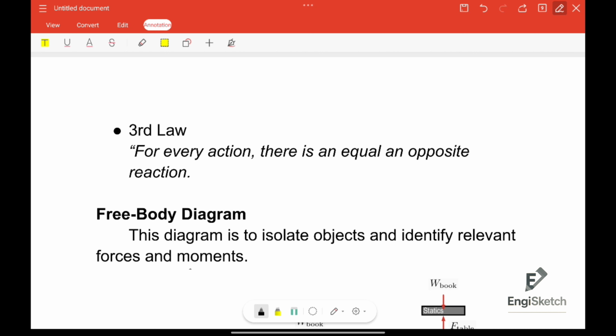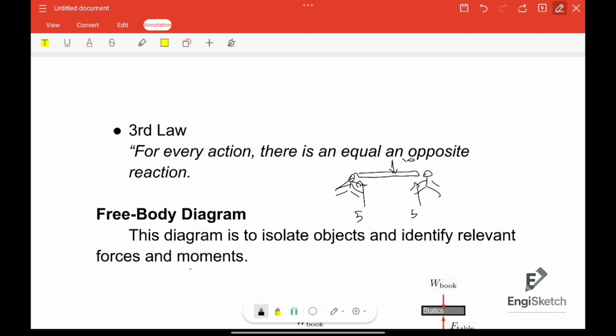Let's move to the third Newton's law. The third Newton's law says for every action there is an equal and opposite reaction. For example, we have a body like this, and this body is 10 kilograms. Someone is carrying this body here, and the other one is carrying this body here. So this one will carry with 5, and this one will carry with 5.